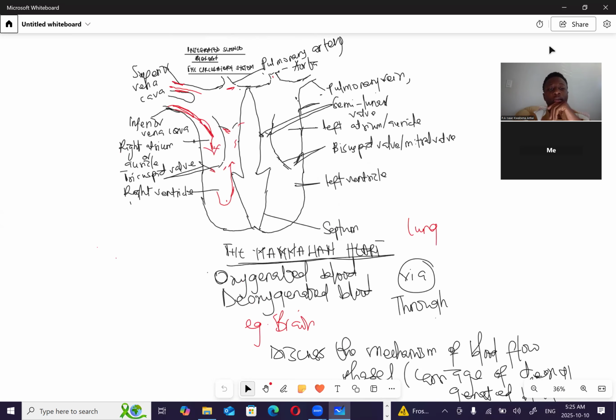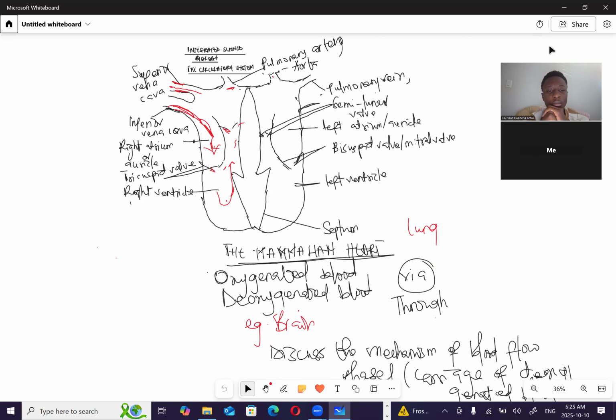Deoxygenated blood from the upper part of the body gets to the heart through the superior vena cava, whilst deoxygenated blood from the lower part of the body gets through the inferior vena cava to the right atrium. When it's filled up, it pushes through the tricuspid valve to the right ventricle.